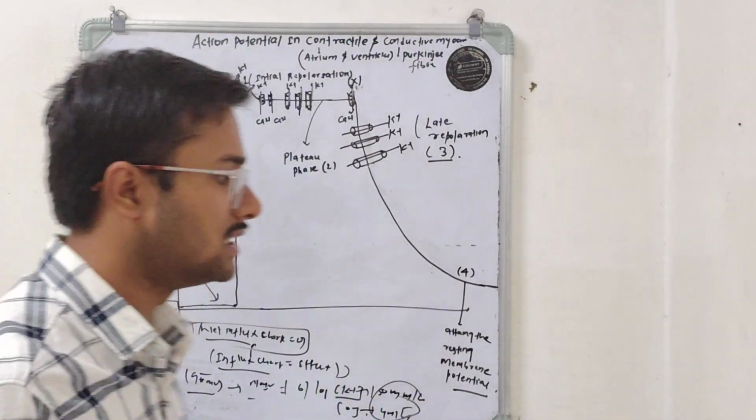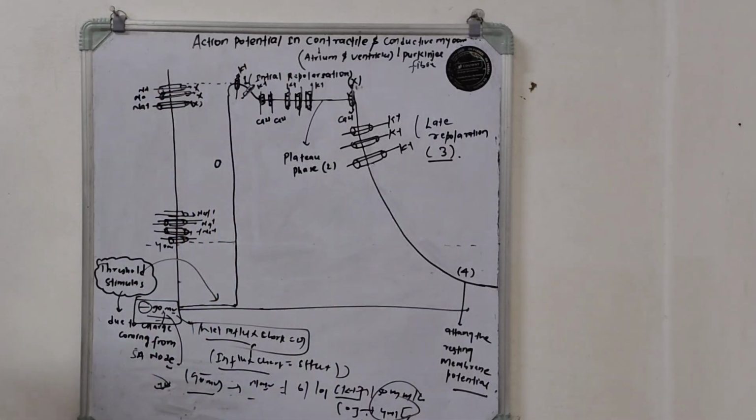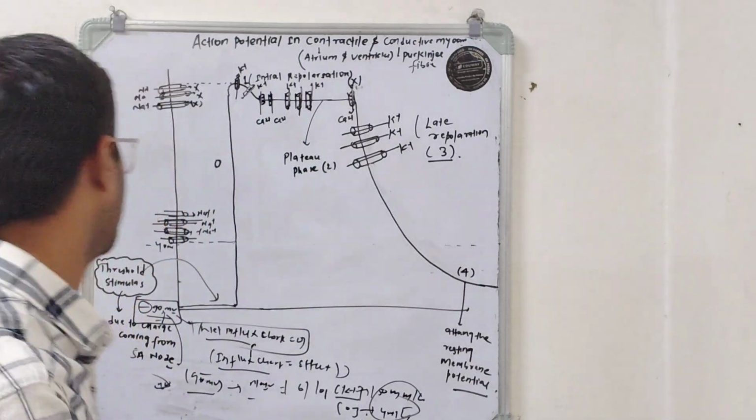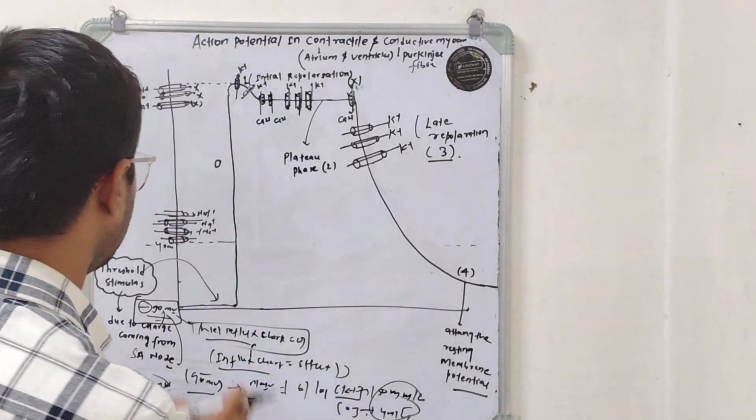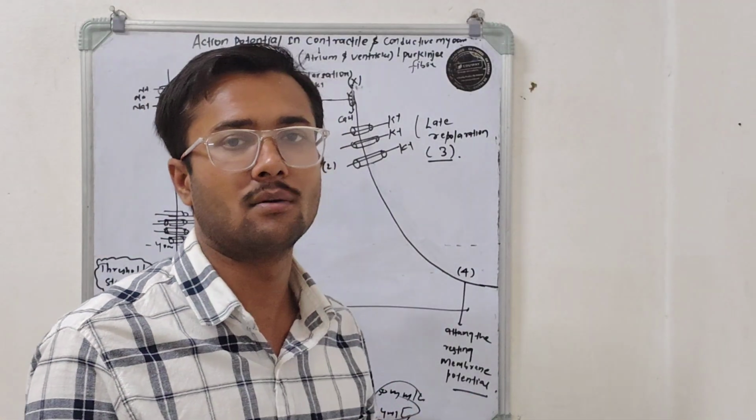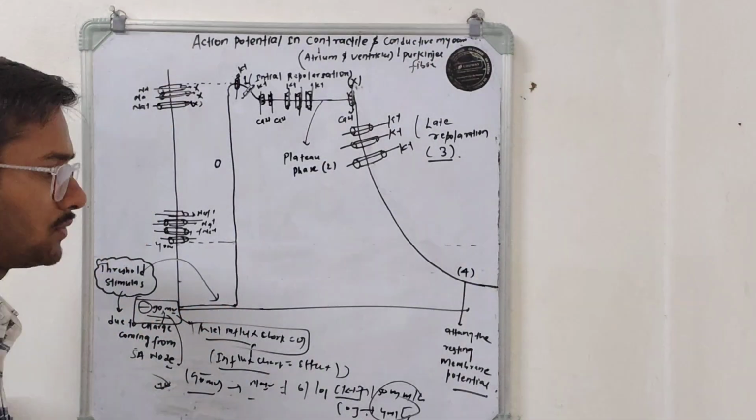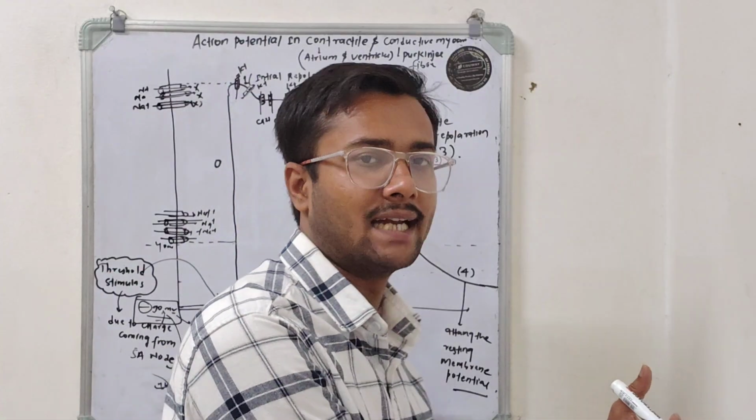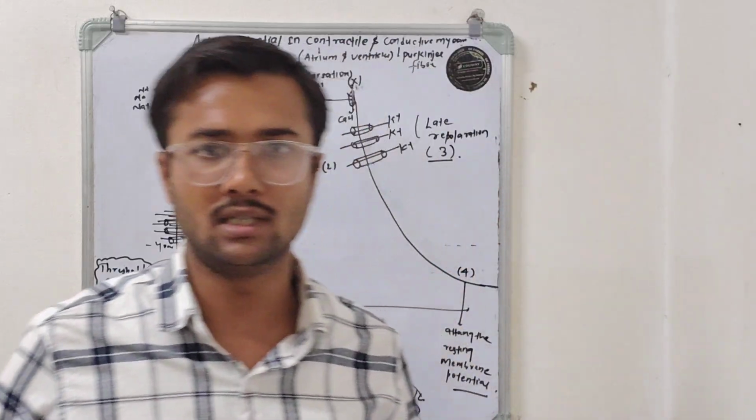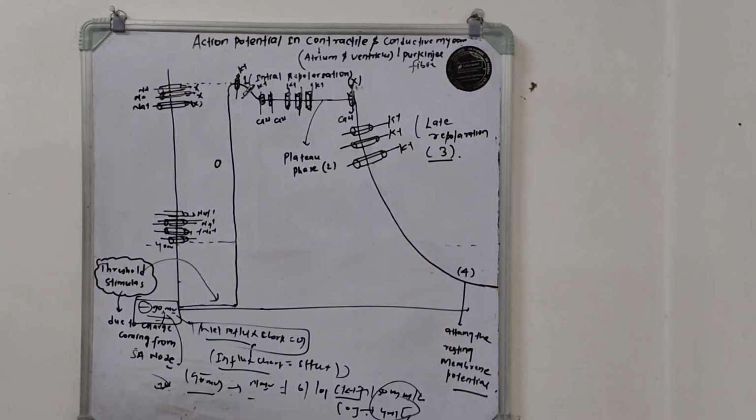After the detailed discussion of the resting membrane potential, now we move towards our main topic, that is the action potential generated in contractile and conducting tissue. Initially the myocardial tissue, let's say the atrial myocardium or the ventricular myocardium, is at minus 90 millivolts potential. Whatever amount of charge enters into the cells, the same amount of charge exits out of the cells. There is no net movement of charge.